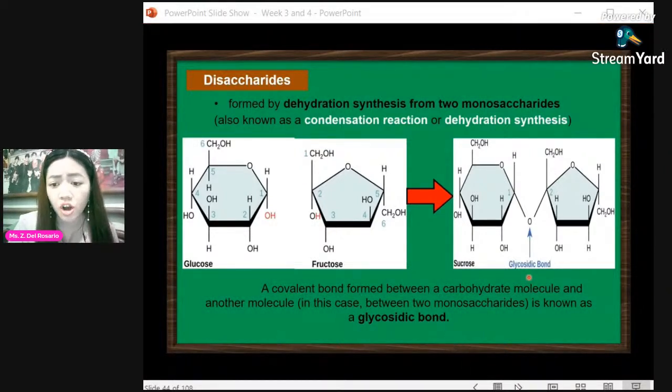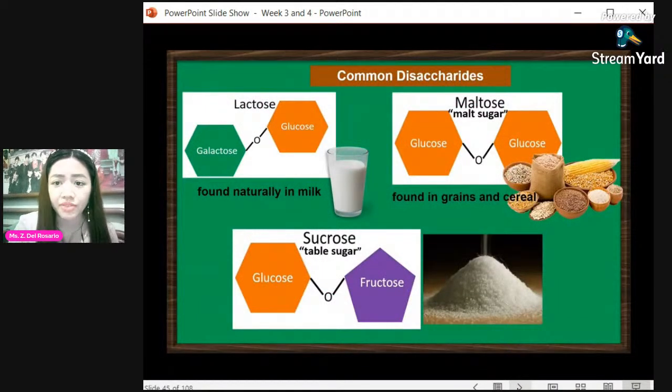And some of the common disaccharide examples would be the following. We have lactose, which is usually found in milk. We also have maltose, or the so-called malt sugar, found in grains and cereals, and sucrose, which is the table sugar itself.